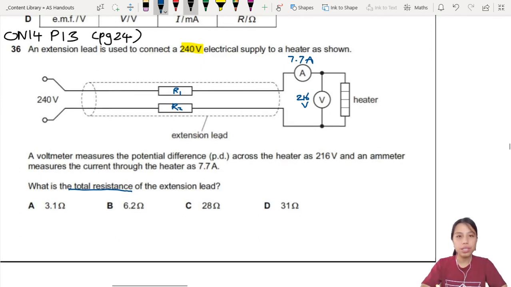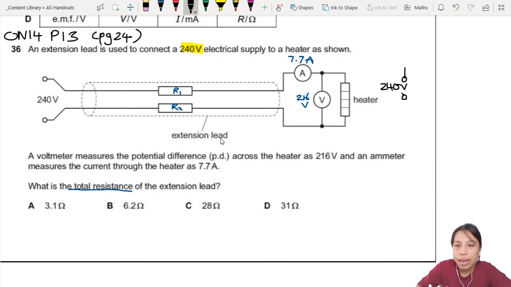Okay, so first things first. Let's put the power supply on the left. This is 240 volts, potential difference across both ends. Then I do my classic box circuit law. Come here, got first resistor. Go down to the heater.